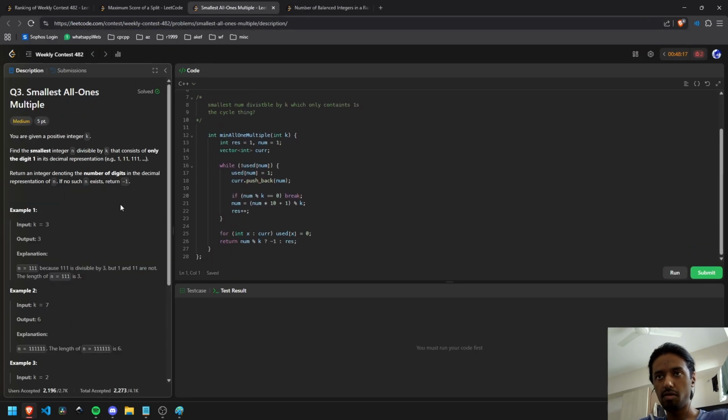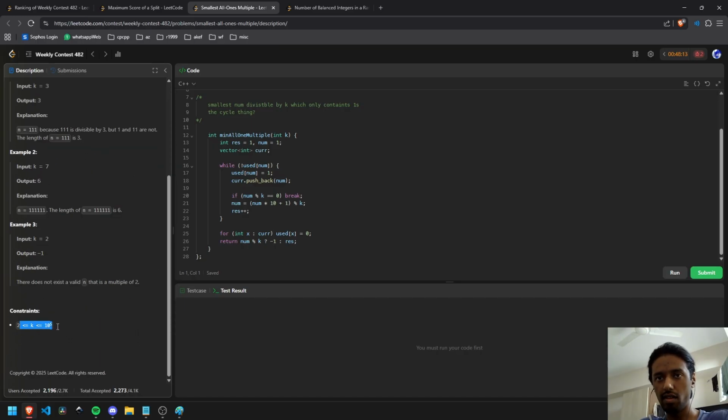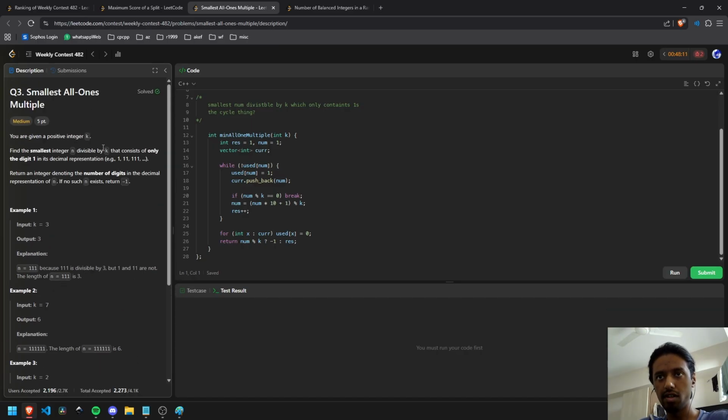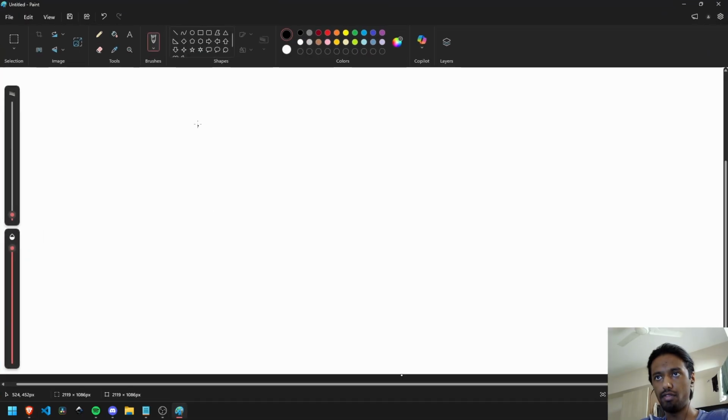And the third problem, this was not really an observation based problem. The key here was that k is less than or equal to 1e5, and that the operation is fixed. Basically what we have to do is find the length of the smallest number consisting strictly of ones which is completely divisible by k, right?